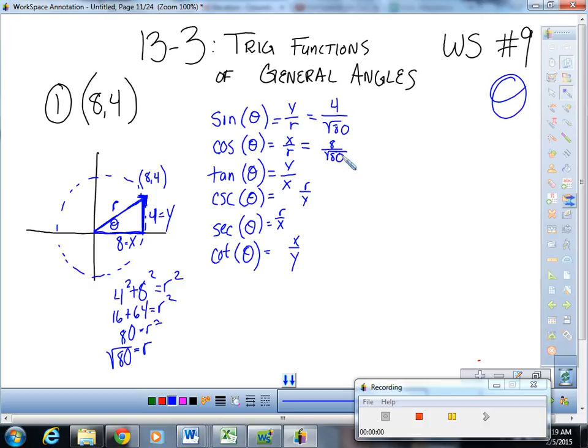Okay. Tangent is y over x. So that's going to be 4 over 8. We're not even reducing the fractions right now. We're just trying to make sure we get these set up right. And then the quickest way is just to reflip all of these. So this one's going to be radical 80 over 4. This one's going to be radical 80 over 8. And this one's going to be 8 fourths.